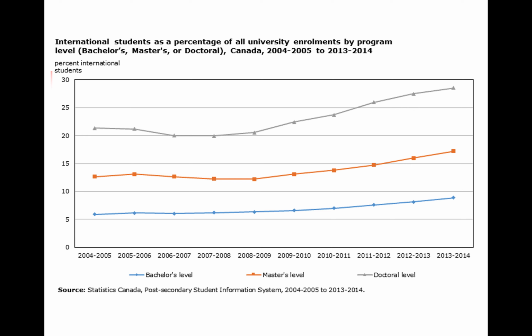Okay, how about the bachelor level? That's the blue one here. Okay, so that started at roughly 6%. Enrollment started roughly 6%. And then it increased slowly, but it increased the whole time. So it increased slowly until 2014, when it was just under 10%.